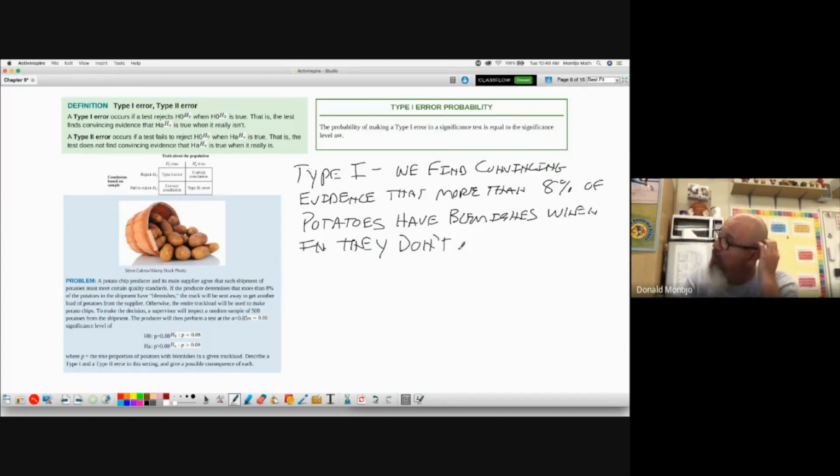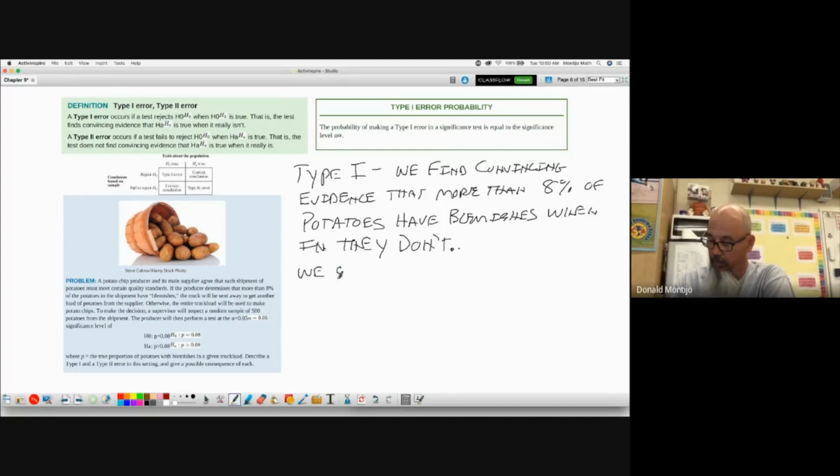What's the consequence of that? If we came to that conclusion incorrectly, what is the consequence of making that type of error? Again, this is not an error that we made in calculation or we made a mistake. It's just inherently built into the process of running a significance test. In inference, this is going to happen at times. We're going to come to the wrong conclusion, even though we did all the work correctly. What's the consequence of this?